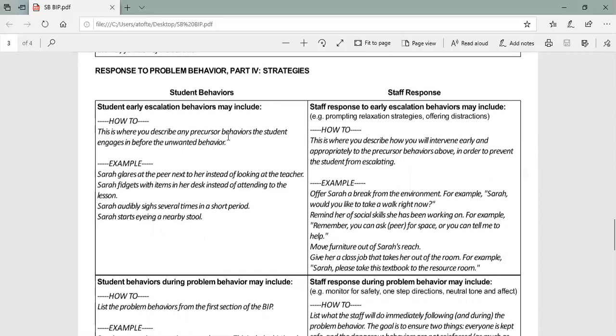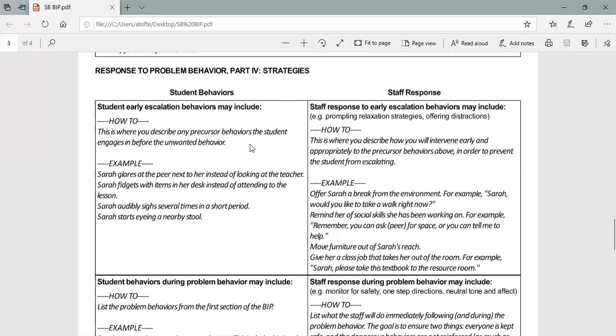So early escalation: maybe you've noticed precursor behaviors. Maybe before she hits, she starts pacing, or maybe there's a vocal sound, and when I hear that sound, I know my student's escalating. Maybe it's just some increase in a behavior that you've noticed, or maybe it's a decrease. Maybe they're usually chatty, but on days when they're real quiet, that means we're probably going to have a problem behavior occur.